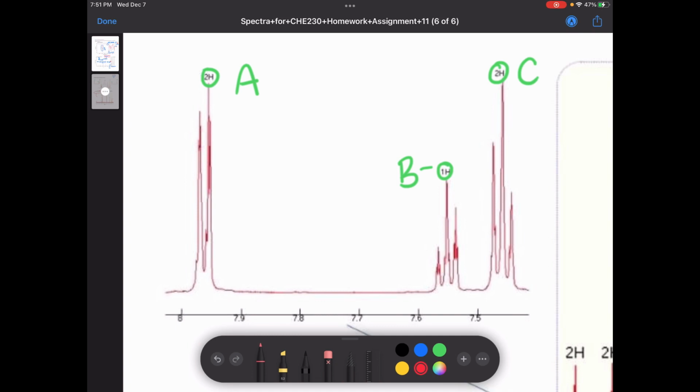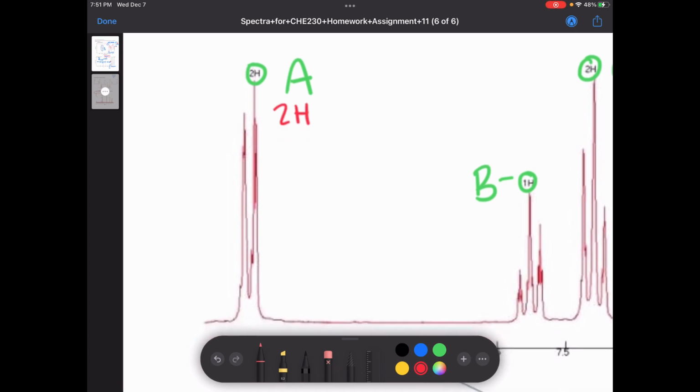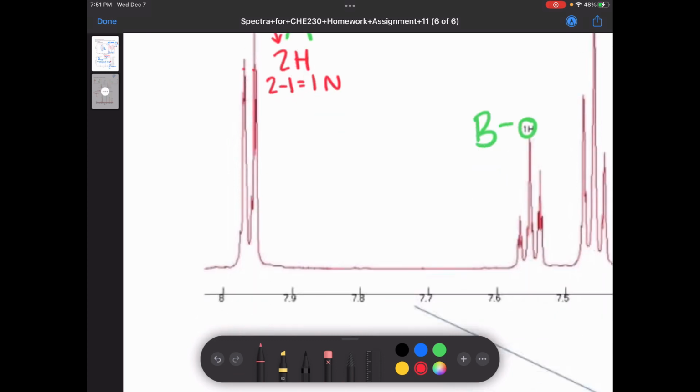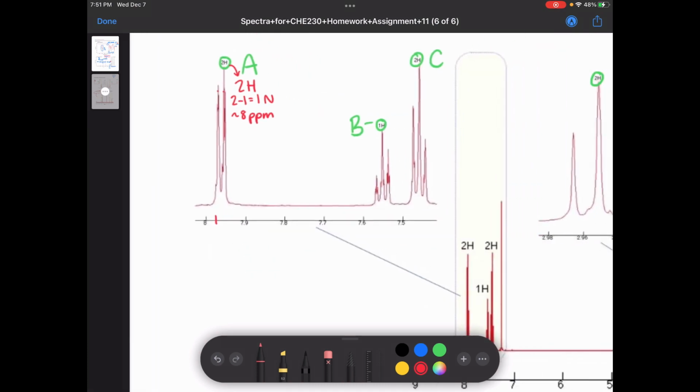We're going to hold a lot of information in our little brains right now. So let's analyze all 6 of these. So we got A. There are 2 hydrogens, right? There are 2 peaks. 2 minus 1. This is that N minus 1 formula. We're going to have 1 neighbor. I'm just going to put N for neighbor. That means between everything that's attached to this carbon, only one thing attached to it has 1 hydrogen. So we know that. Let's look at our ppm. We got roughly 8 ppm.